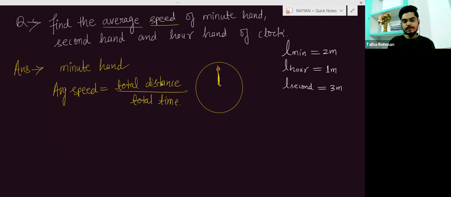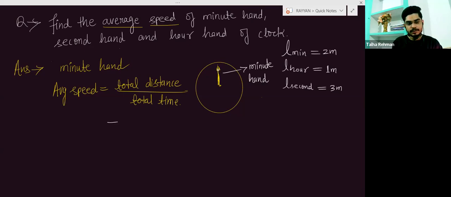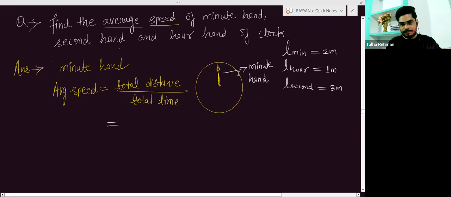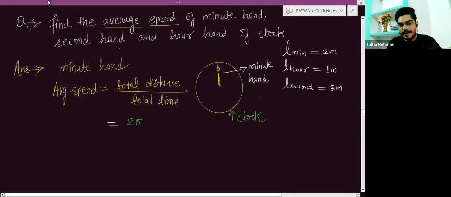Okay, so this is the case for the minute hand. I am solving for the minute hand; the rest you will try to solve. So what will be the total distance covered by the minute hand? It is the total length of the perimeter of the clock. This is the clock. So it will be 2 pi r, yes? And the radius will be this length.